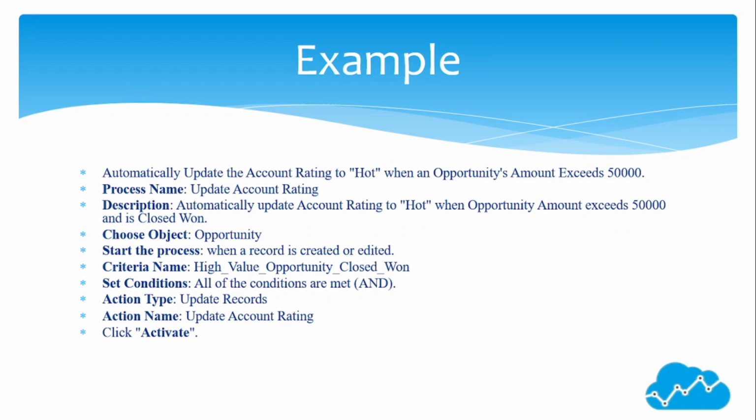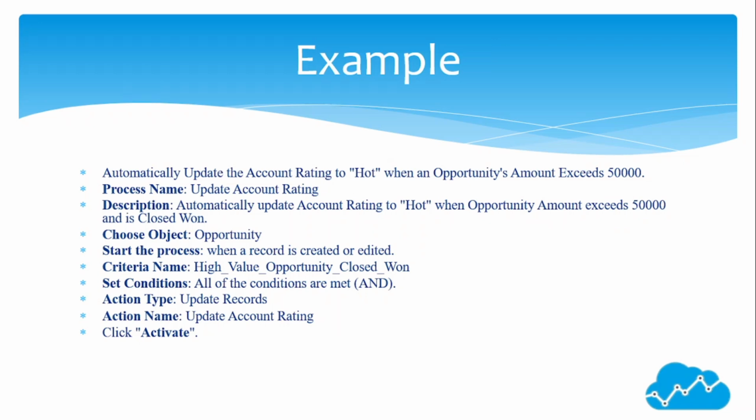Automatically update the account rating to Hot when an opportunity's amount exceeds 50,000. Process name: update account rating. Description: automatically update account rating to Hot when opportunity amount exceeds 50,000 and is closed won. Choose object: Opportunity. Start the process when a record is created or edited. Criteria name: high value opportunity closed won.